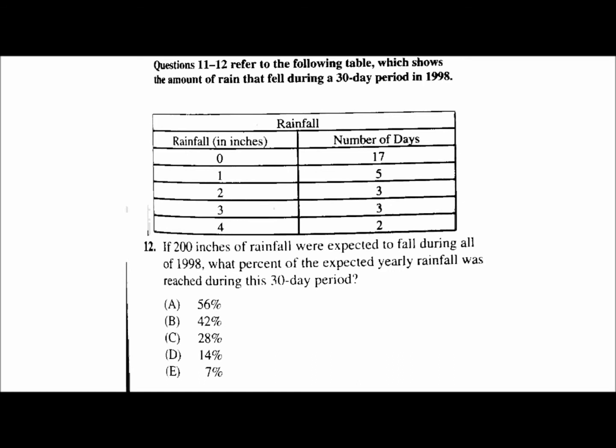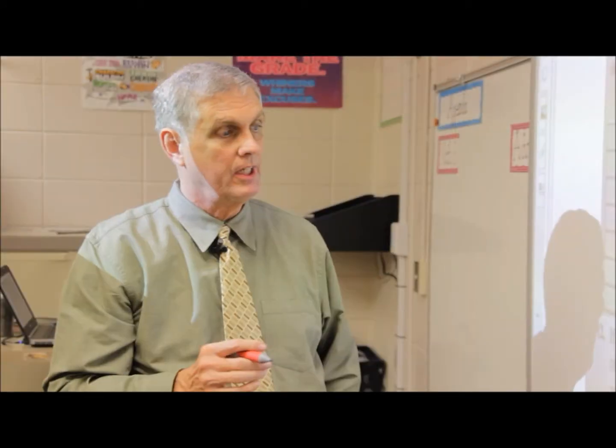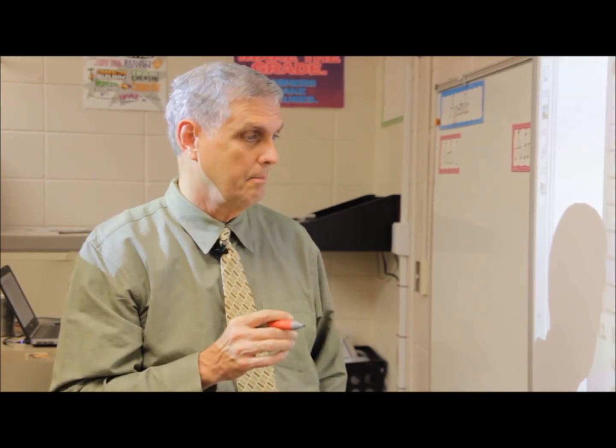Here we're talking about rainfall, and it says the following table which shows the amount of rain that fell during a 30-day period in 1998. And then we're going to use that table for reference. Down here it says if 200 inches of rainfall were expected to fall during all of 1998, what percent of the expected yearly rainfall was reached during this 30-day period?